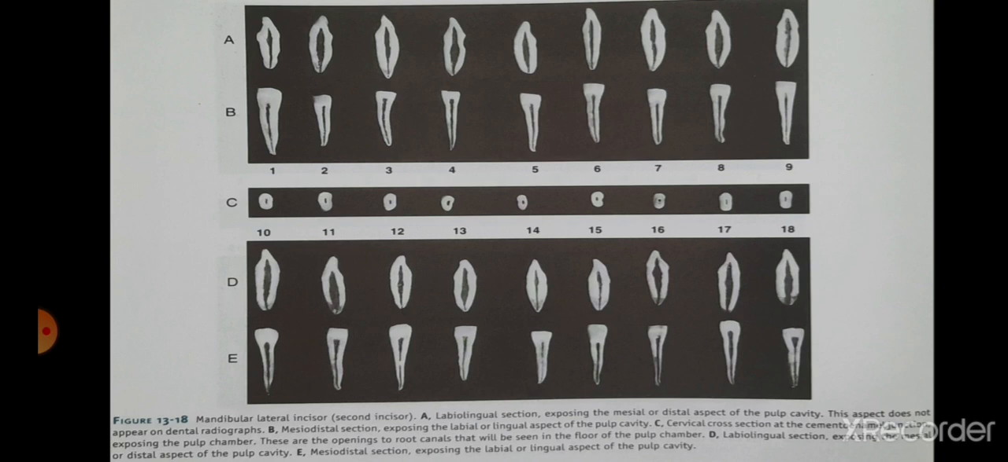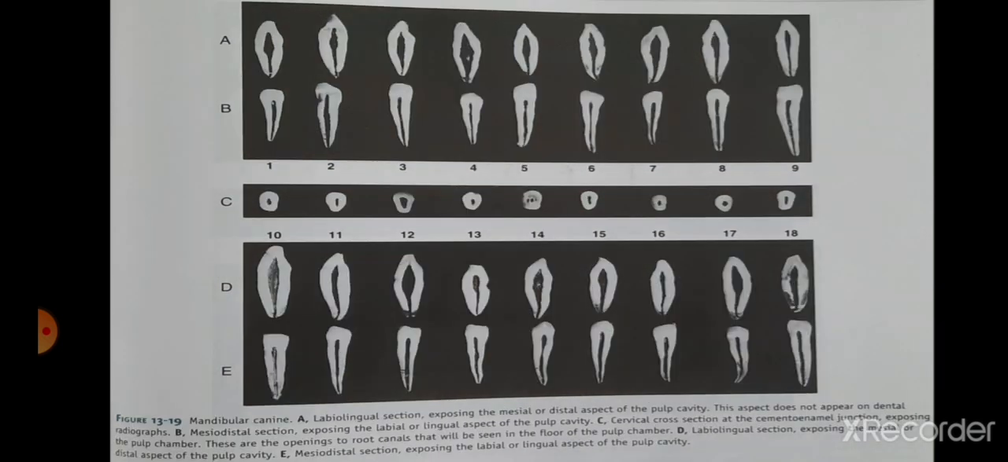Let's talk about the mandibular canine. The mandibular canine labiolingual section is in figure 13.19 A and D. The pulp cavity. Let's talk about this mandibular canine. First of all, the labiolingual section, which is evident in figure 13.19 A and D. The pulp cavity of the mandibular canine is similar in size and shape to that of the maxillary canine.